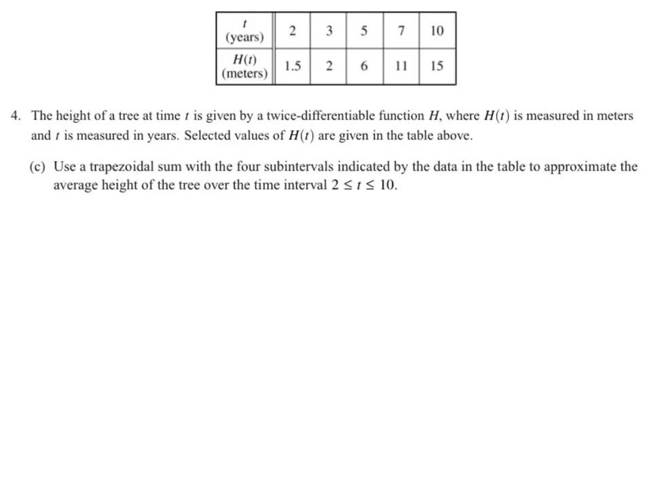For part C, it says use a trapezoidal sum with 4 subintervals indicated by the data in the table to approximate the average height of the tree. Now this is an application of a sum. We're not just asking to find the trapezoidal sum, we're asking to use it to find the average height. So the first thing I want to do is create the equation for the average height.